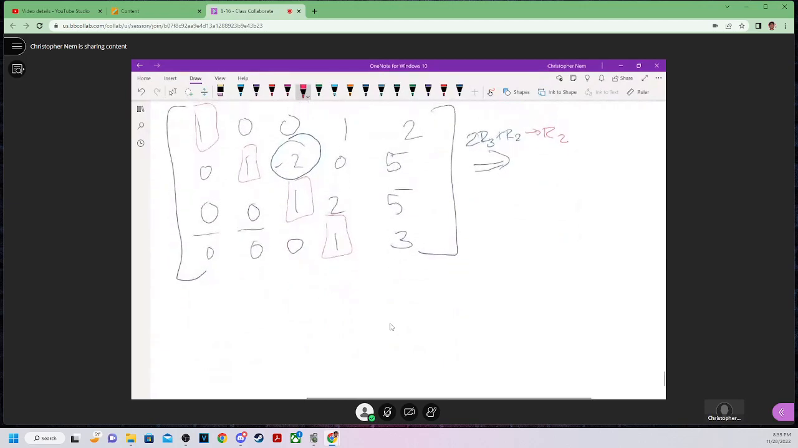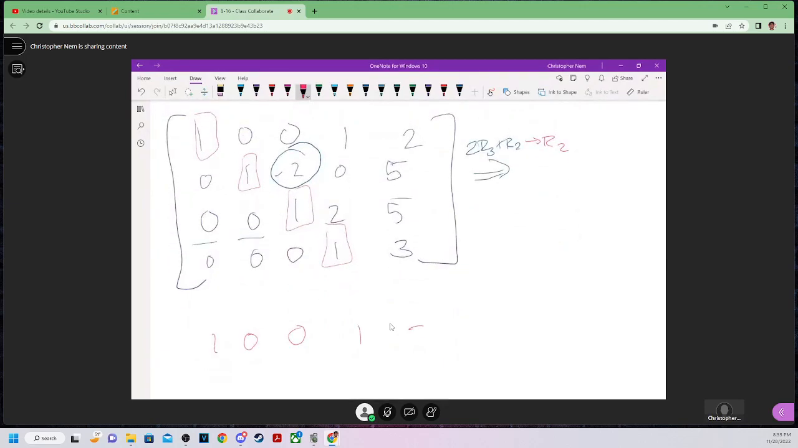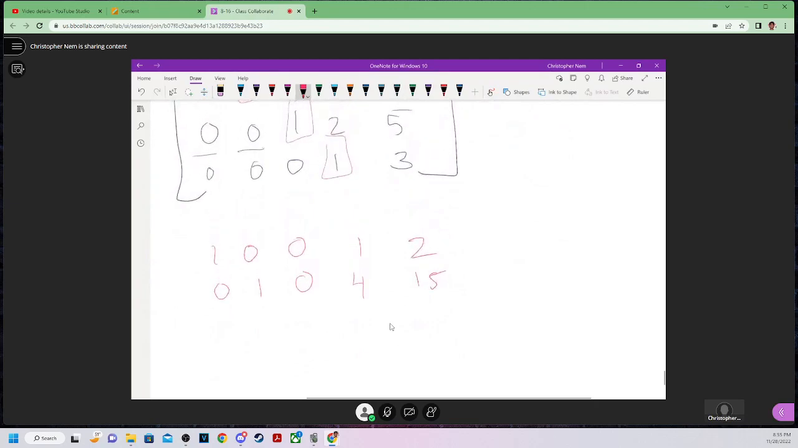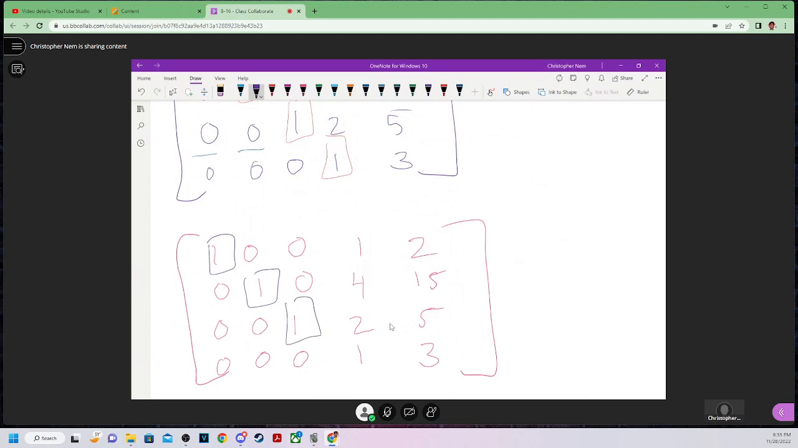If I do that, I get 1, 0, 0, 1, 2, 0, 1, 0. And I'm multiplying it by 2, so that's 4, and then 10, 15. Now I have the third row, 0, 0, 1, 2, 5, and 0, 0, 0, 1, 3. This one's a bit large, but that's perfectly fine. Then I've got to affect this guy and this guy. You've got to keep doing this in order until you get it all done. This should be the last one you need to do. Once you finish that, then boom.